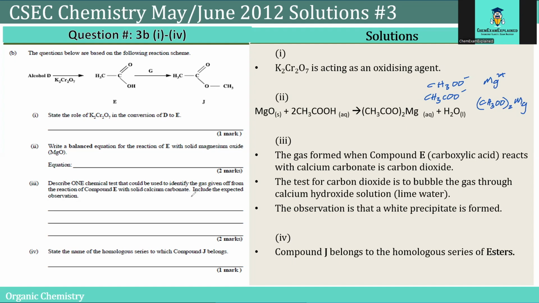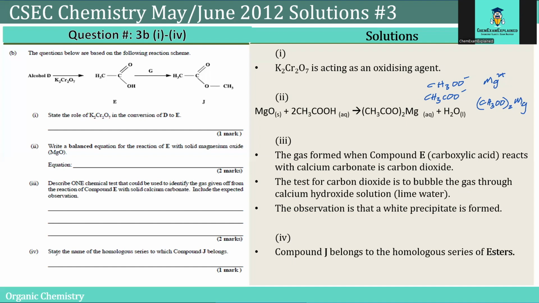We can test that the gas is carbon dioxide by bubbling the gas through lime water, which is calcium hydroxide. So to answer the question, the gas formed when compound E, which is a carboxylic acid, reacts with calcium carbonate is carbon dioxide. The test for carbon dioxide is to bubble the gas through calcium hydroxide solution, which is lime water. The observation is that a white precipitate is formed, and that white precipitate will be the calcium carbonate formed.